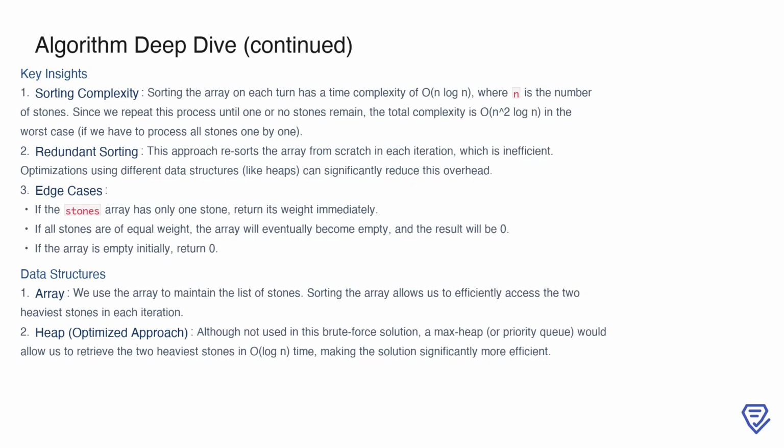Additionally, we need to account for edge cases. For instance, if there's only one stone in the array, we can immediately return its weight. If all stones are of equal weight, they will eventually be destroyed, leaving the array empty. And, of course, if the array is empty to begin with, we simply return 0. The brute force approach uses an array to manage the list of stones, but it's worth noting that a max heap could be used to optimize the process by retrieving the two heaviest stones in logarithmic time.